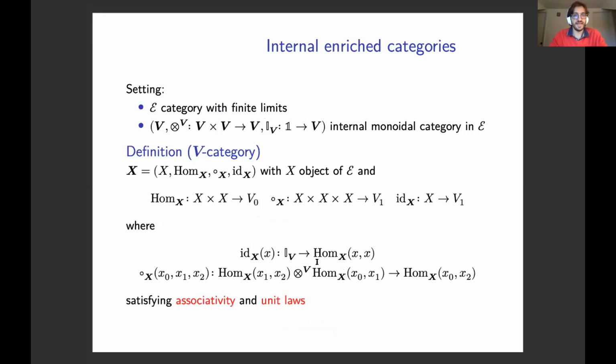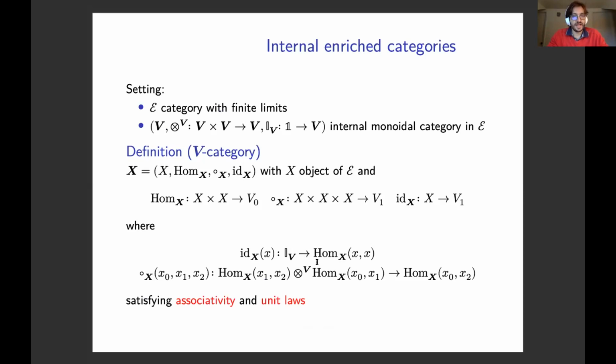So our setting will be that we have an ambient category with finite limits. We will later require also this category to be locally Cartesian closed. And we need an internal monoidal category. That is an internal category with a monoidal structure given by internal functors and natural transformations.